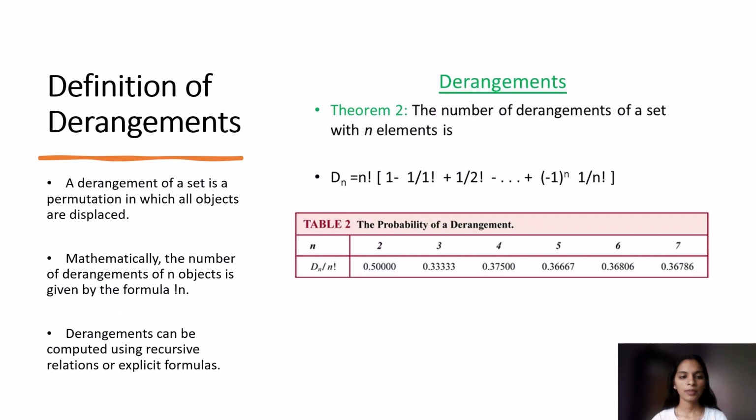Definition of derangements. A derangement of a set is a permutation in which all objects are displaced. Mathematically, the number of derangements of n objects is given by the formula !n. Derangements can be computed using recursive relations or explicit formulas.